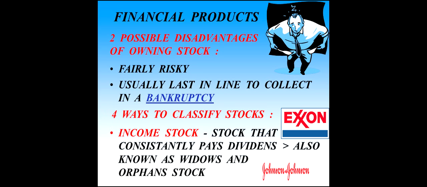They're usually stocks of very large corporations, global corporations that have been around for a very long time and that are very well off, meaning they're profitable and there's usually no threat to their business. Many times you'll hear these income stocks referred to, and by the way, Exxon would be a good example of a company that would be considered having an income stock, as well as Johnson & Johnson, the pharmaceutical and consumer products company. And many times these will be known as widows and orphans stock.